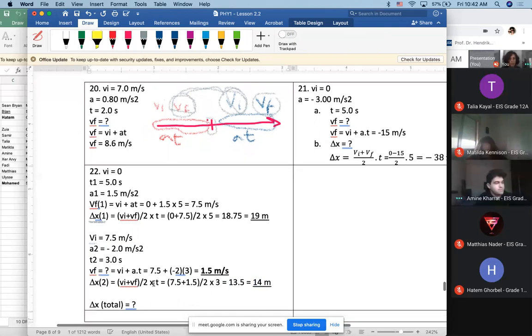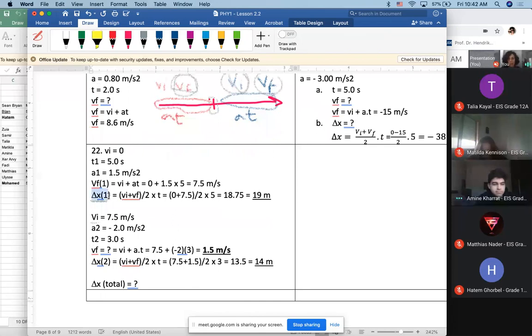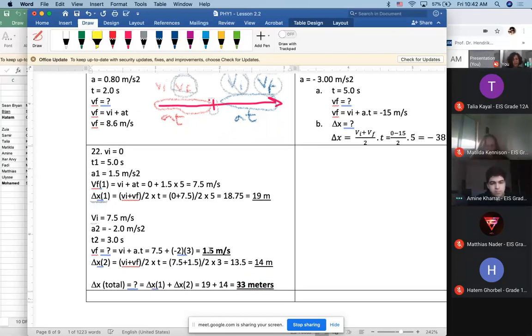Now what is delta x total? It's gonna be delta x1 plus delta x2, okay? So equal delta x1 plus delta x2, and the answer is 19 plus 14, which is 33, am I right? Meters. So this is my final answer. Please correct me if I'm wrong. I'm gonna do it in bold and underline because they asked for V final, which is done. Probably do it in green as well.